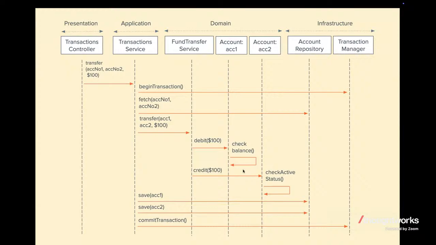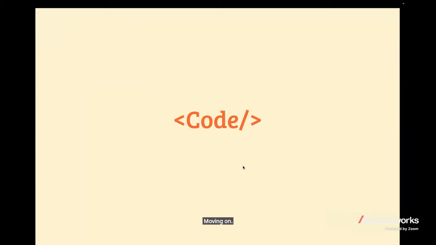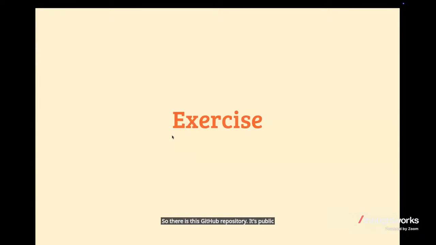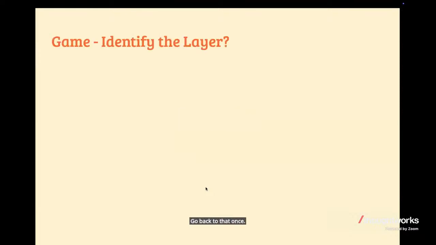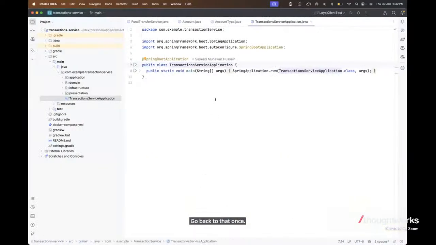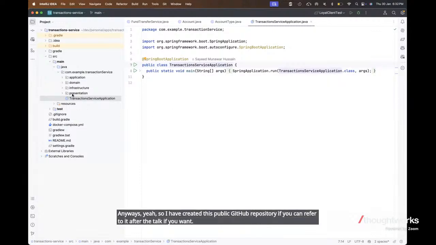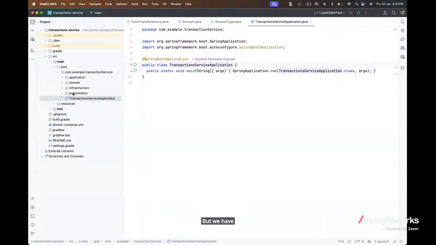Moving on, let us look at some code. So there is this GitHub repository. It's public. Okay. Anyways. Yeah, so I have created this public GitHub repository. You can refer to it after the talk if you want. We have tried to take that use case and write the code that we just saw in the picture. Now that is translated into code.